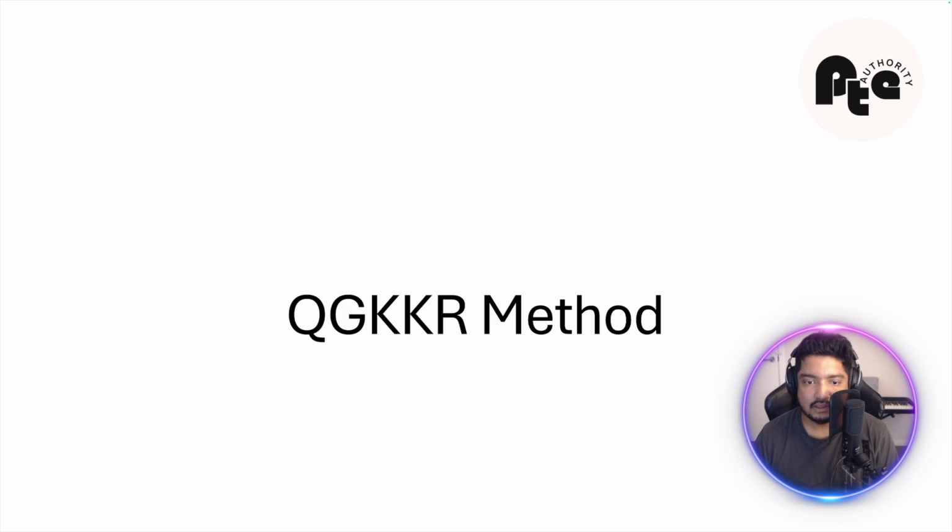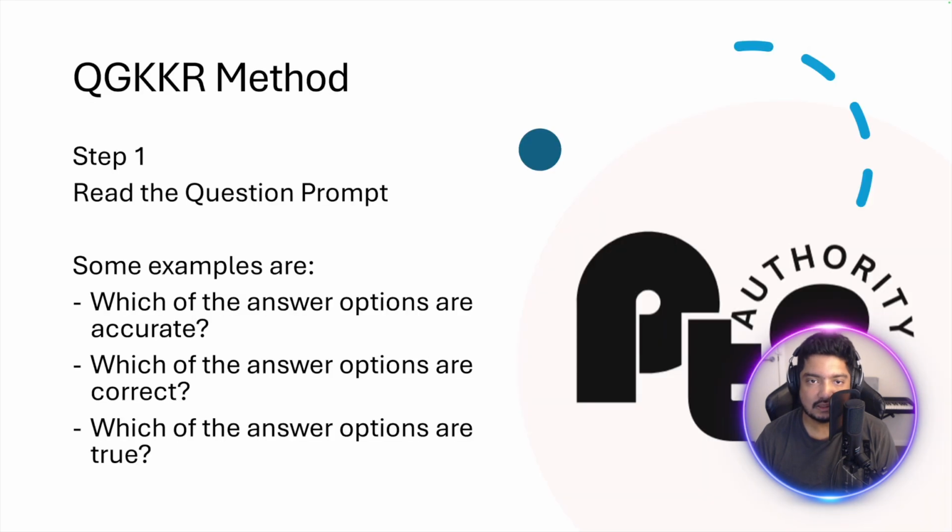Moving on. The method that I usually teach for this type of questions is called the QGKKR method. That's an acronym. I'll explain what it stands for. The first step by following this method is to read the question prompt. Some question prompts are which of the answer options are accurate, or which of the answer options are correct, or which of the answer options are true. So this is the first step, to read the question prompt.